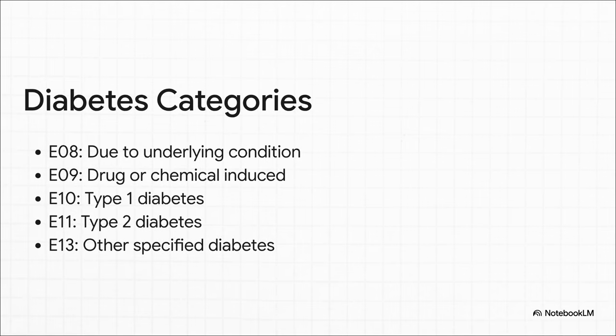E08 is for diabetes caused by an underlying condition, like cystic fibrosis, for example. E09 handles diabetes induced by a drug or chemical. Think prolonged steroid use. E10 is reserved strictly for type 1 diabetes, where the body basically produces little to no insulin. Then we have E11, which is type 2 diabetes, definitely the most common form, where the body is insulin resistant. And finally, E13 captures other specified types, like post-pancreatectomy diabetes. Knowing exactly which family you're starting in is absolutely crucial. It's step 1 for a clean claim.